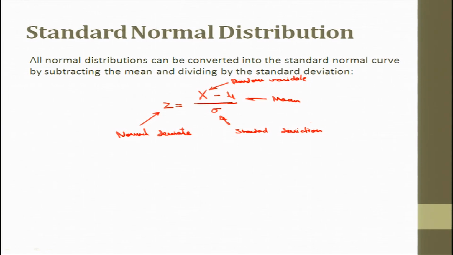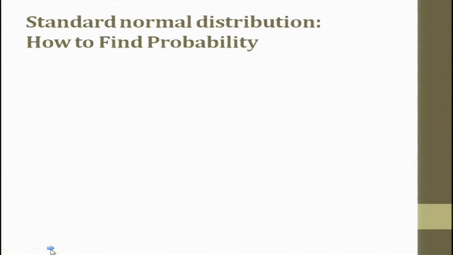Standard normal distribution is used for the calculations. Now, how to find the probability? How to find the probability in the standard normal distribution? First, we just draw a bell curve and shade in the area that is asked in the question.